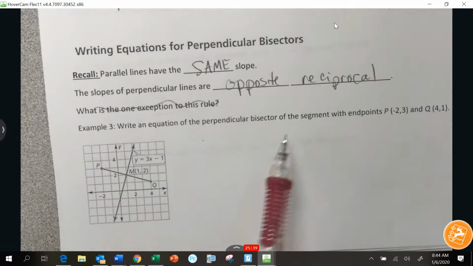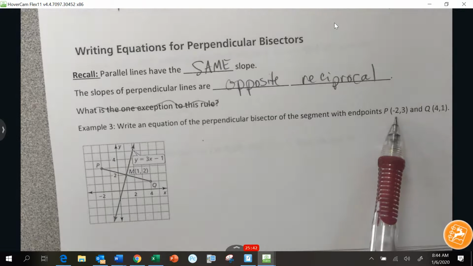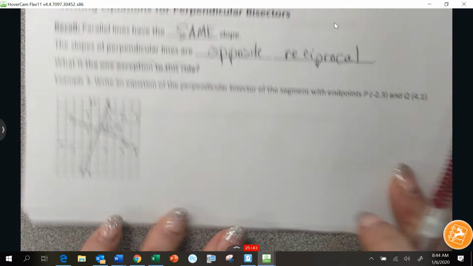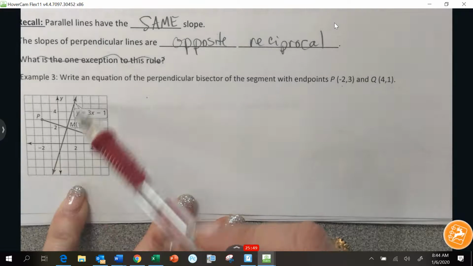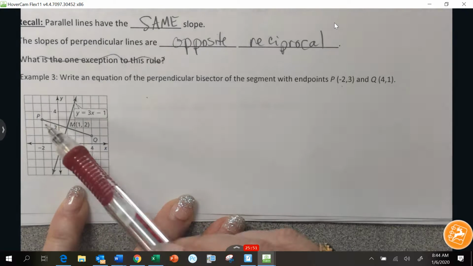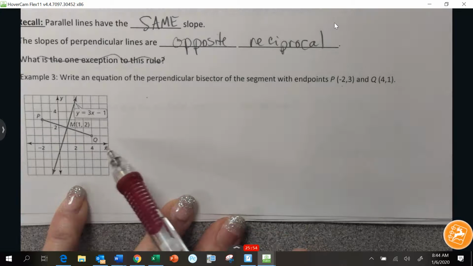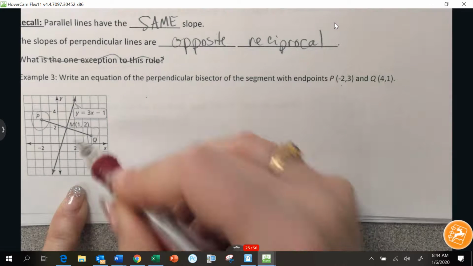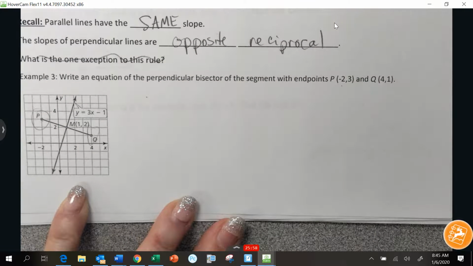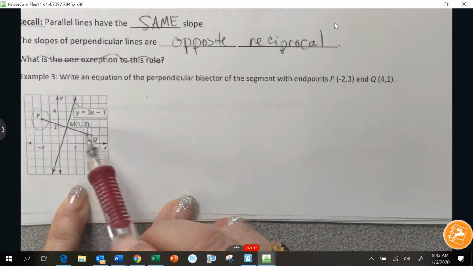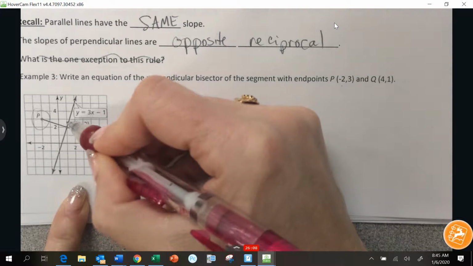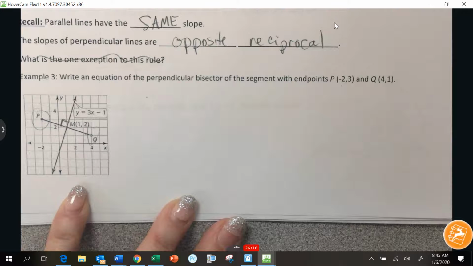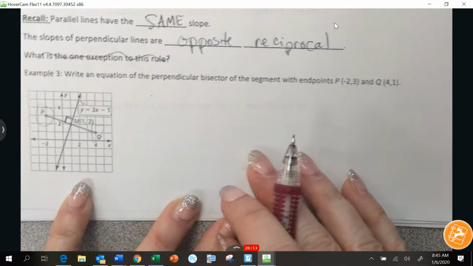Write an equation of the perpendicular bisector of the segment with endpoints at -2, 3, and 4, 1. So we need a perpendicular bisector to this segment with endpoints at -2, 3, and 4, 1. So here's P and Q, those are the ends. The perpendicular bisector has to go through the midpoint of these, and it has to be perpendicular to this segment. So the answer is there, but I'm going to show you how we would get there.